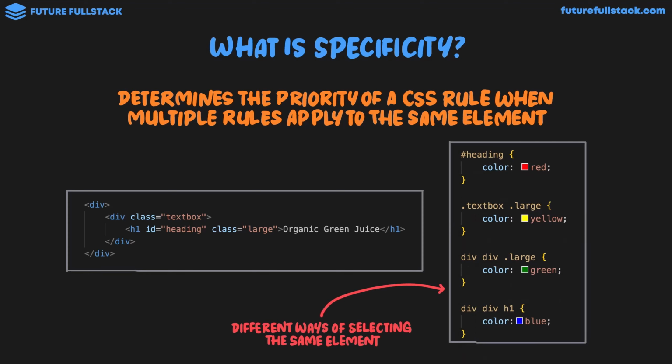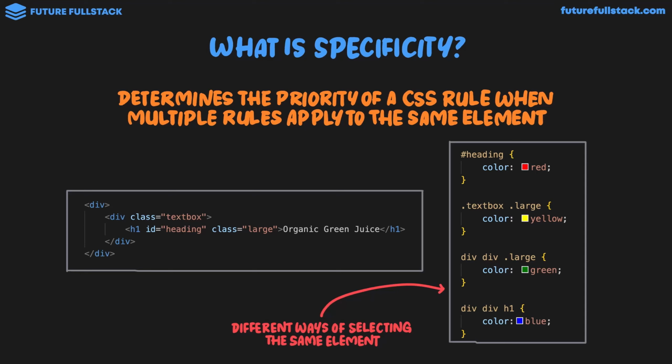The second rule is using the descendant selector, where the class textbox is the parent and the class large is the child. The third rule is also using the descendant selector, where we're first selecting the div as the parent using the type selector, then selecting the next div down as the child using the type selector, and then using the class large, which is the grandchild, to select the heading. And the fourth rule again uses the descendant selector, but instead of using the class large to select the heading, we're using the type selector h1.